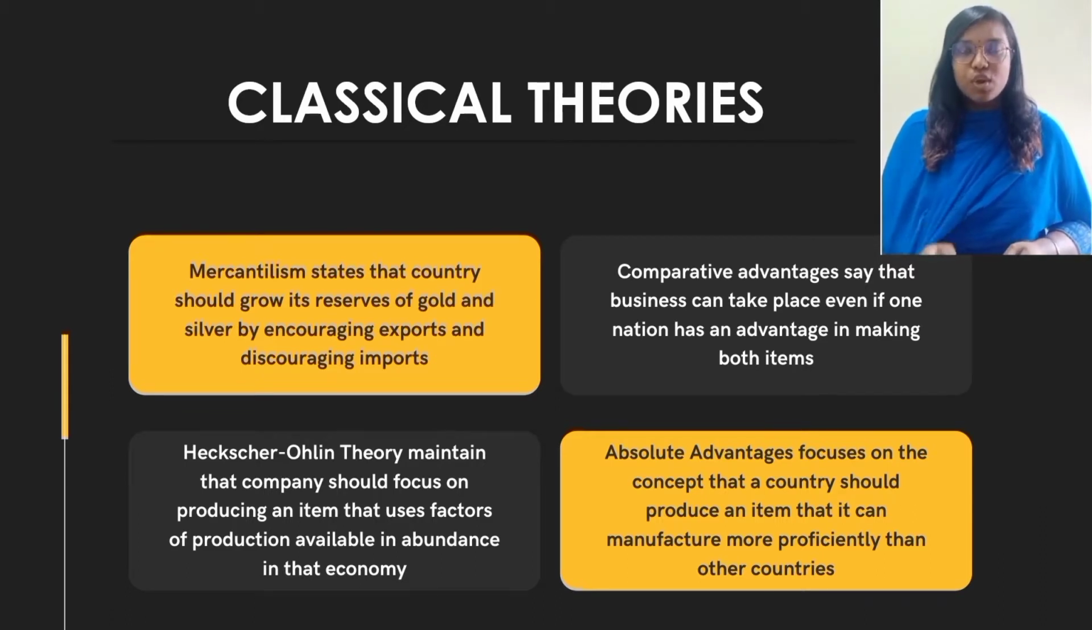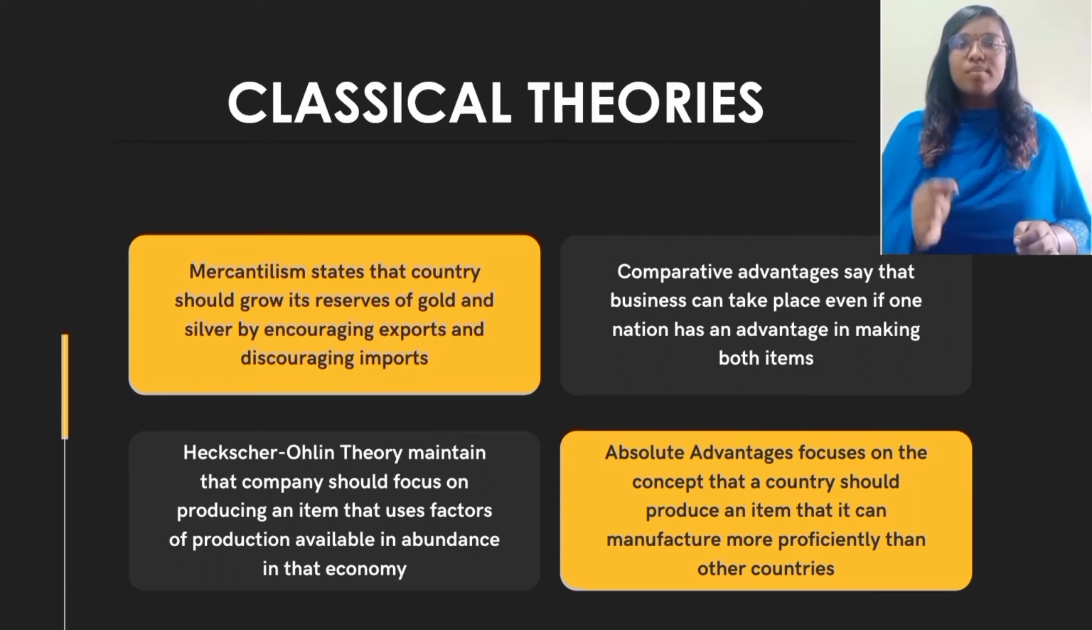This was one of the earliest theories of international trade, and it came around the 16th century. As per this theory, a country should grow its reserves of gold and silver by encouraging export and discouraging imports. The theory implies that a country should have a trade surplus, with exports more than imports. Many nations between the 1500s to the late 1800s made progress using this approach. These nations put a restriction on imports, something that we refer to now as protectionism.